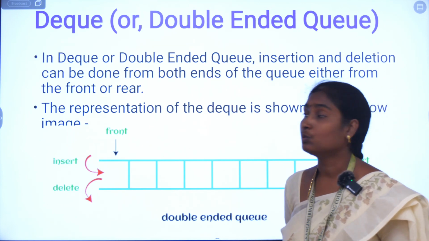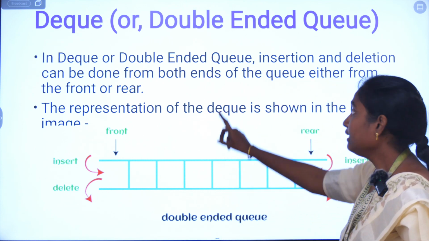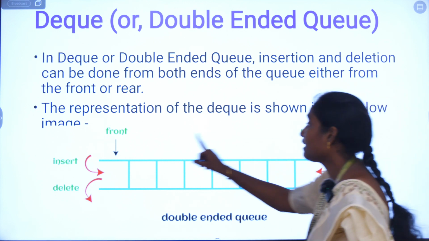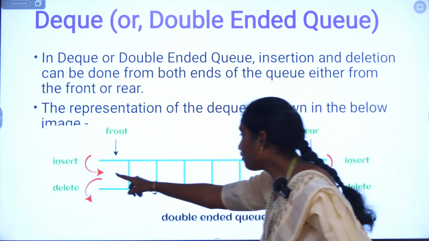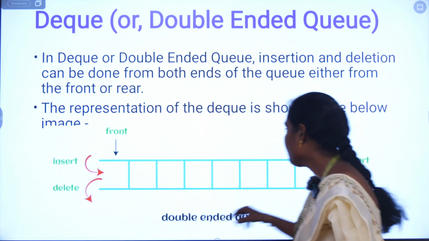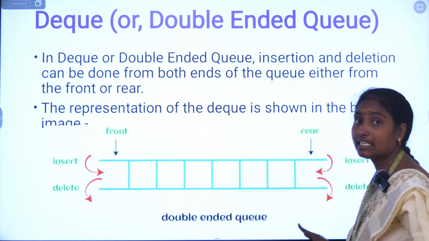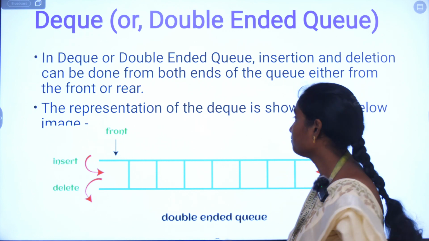Next one, DQ. DQ is also known as double-ended queue. In DQ, you have two ends: one is the front end, another one is the rear end. In the front end, you can perform insertion and deletion. In the rear end, you can perform insertion and deletion. It means in both ends, you can perform insertion and deletion.